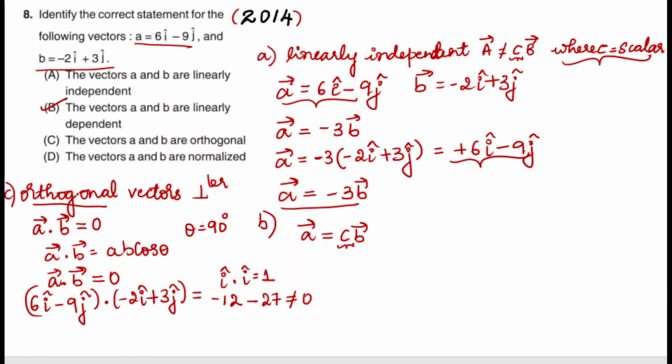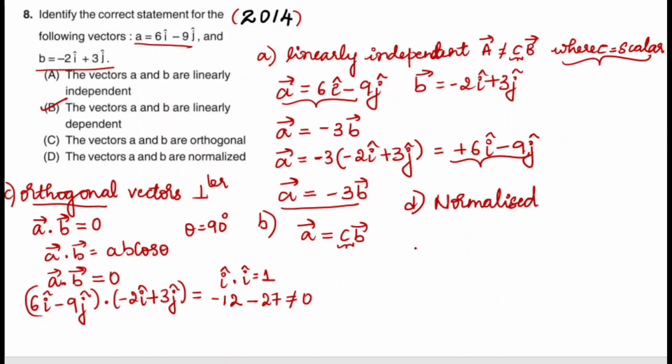Now we will solve option D also, that is, the vectors A and B are normalized. What does normalized mean? Normalized vectors means the magnitude of the vector itself. For example, we will consider a vector. The magnitude of a vector should be equal to 1. Then I can say it is a normalized vector. Okay, I hope it is clear.